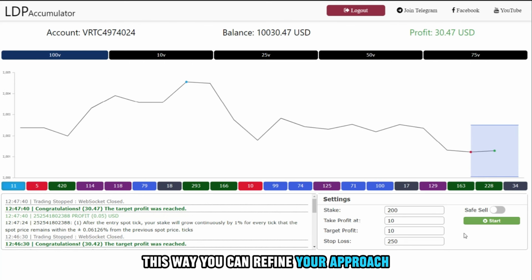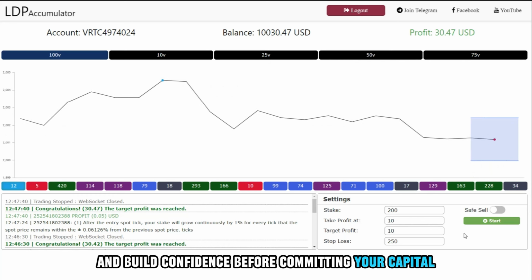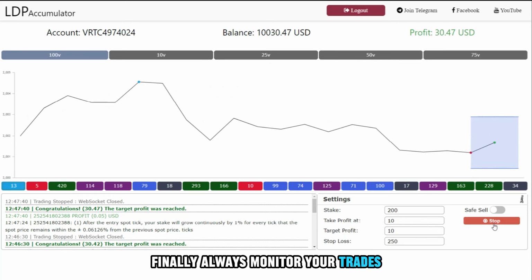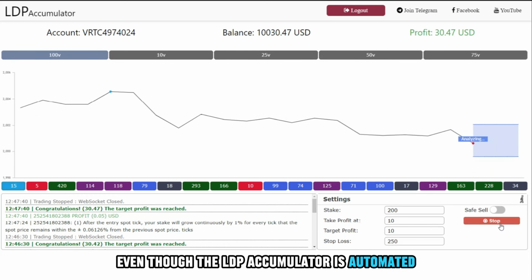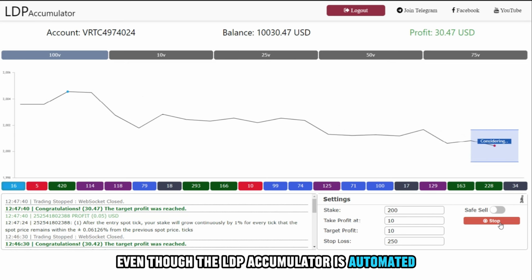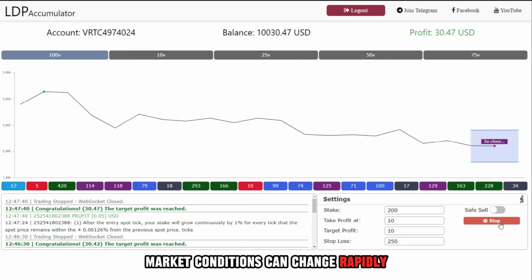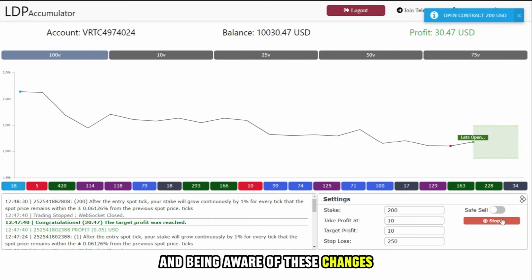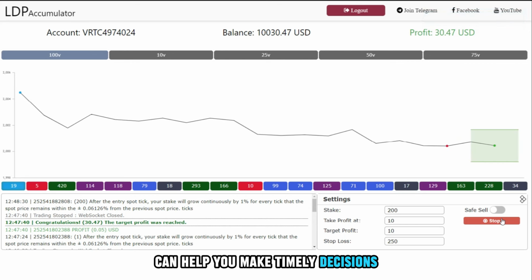This way, you can refine your approach and build confidence before committing your capital. Finally, always monitor your trades, even though the LDP accumulator is automated. Market conditions can change rapidly, and being aware of these changes can help you make timely decisions.